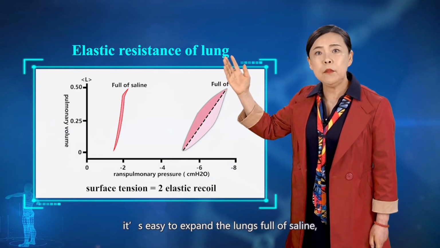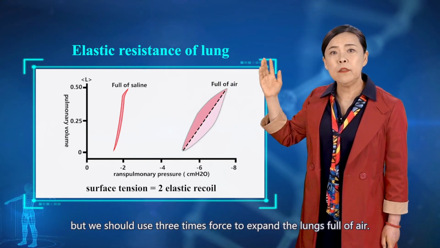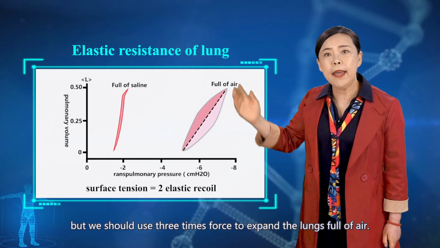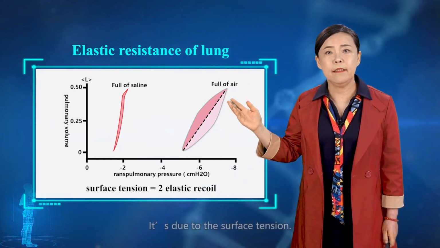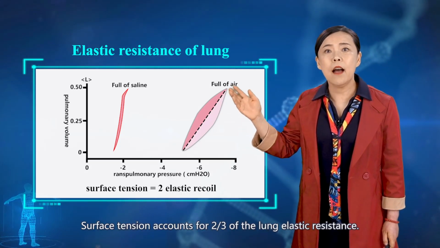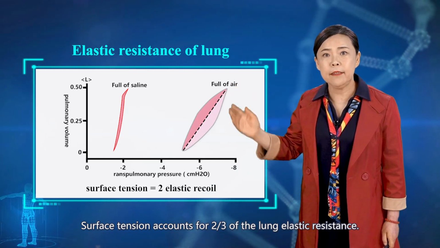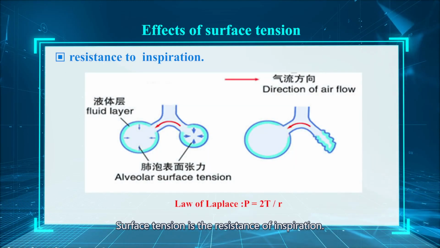It's easy to expand the lung full of saline, but we should use 3 times the force to expand the lung full of air. It's due to the surface tension. Surface tension accounts for 1/3 of the lung elastic resistance. Surface tension is the resistance to inspiration.